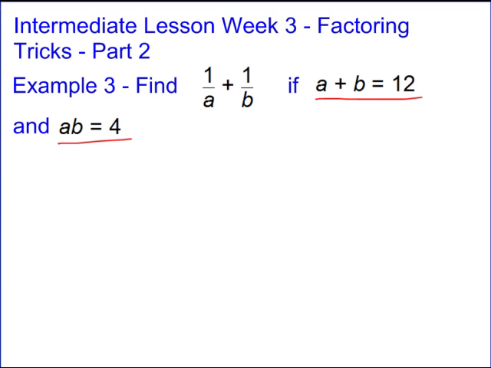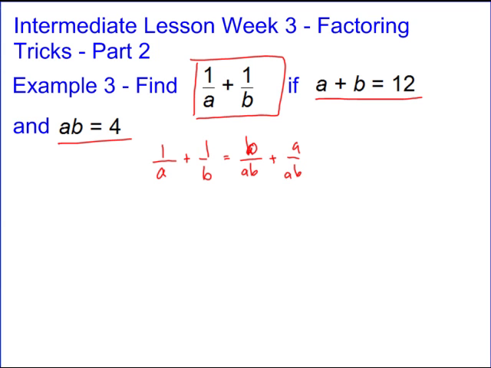And it is possible to solve this. However, it's very difficult to solve it. A much easier way to do it is to start at the end, 1 over a plus 1 over b, and solve backwards. Well, if you add 1 over a plus 1 over b, the common denominator would be ab. So you'd get b over ab plus a over ab, which we can write as a plus b over ab.